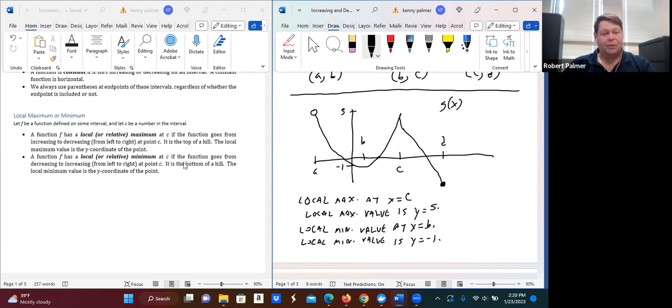Also, one more thing, we use the words maxima and minima, those are plural, okay? So if there's more than one maximum value, we call those maxima. More than one minimum value, we call those minima. Okay, let's look at a few more examples.